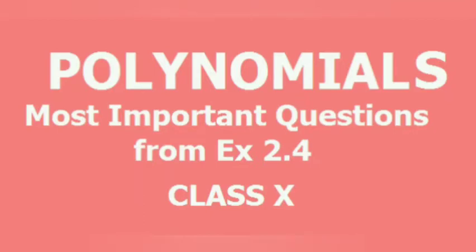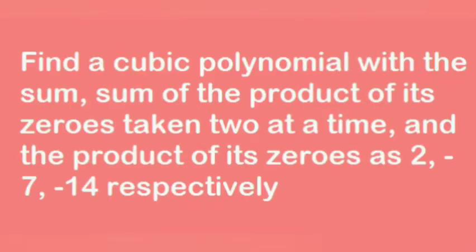In this video on polynomials, we will cover three most important questions from exercise 2.4. So let's begin. Question number 2 says: find a cubic polynomial with the sum of its zeros, the sum of the product of its zeros taken two at a time, and the product of its zeros as 2, -7 and -14 respectively.